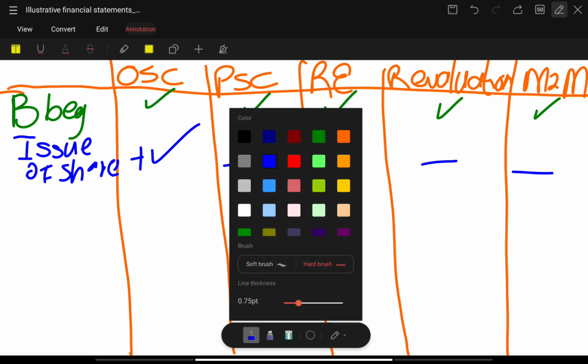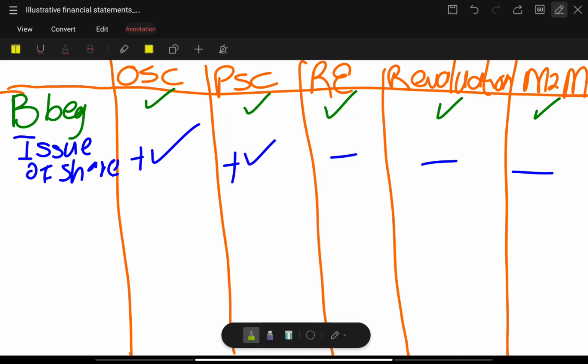Then another one you can have is profit after tax for the year. So if you remember clearly, in our statement of comprehensive income, you will have a line section for profit after tax before you go to other comprehensive income. So you will have profit after tax, and that profit after tax you should add here, under the retained earnings column.